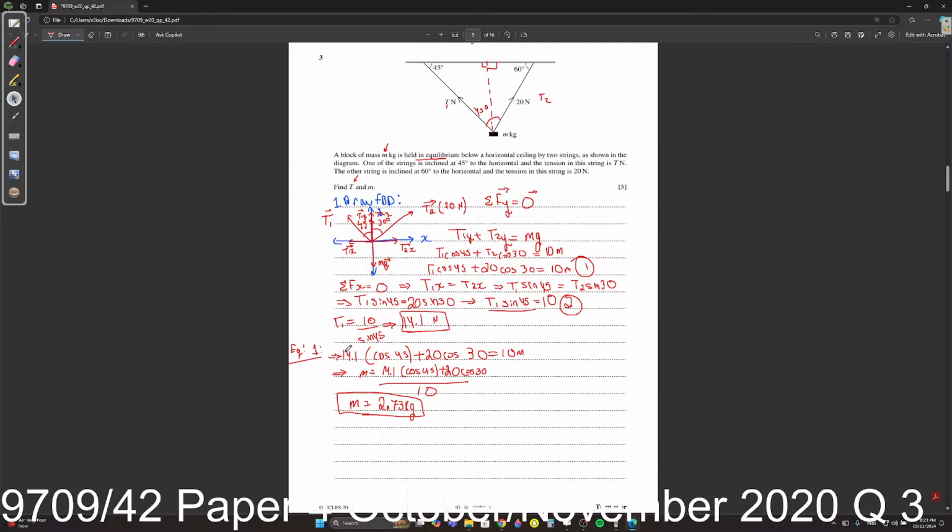Let's see the chat. Can't we do 10 divide sine 45 to get T1? Yes. Yes. See, I should read the chat.